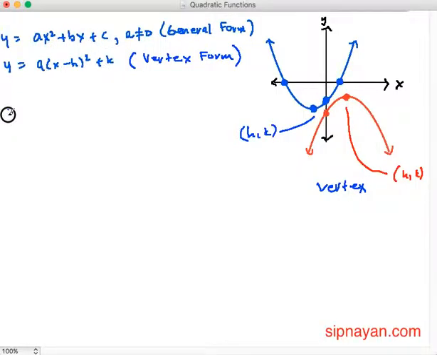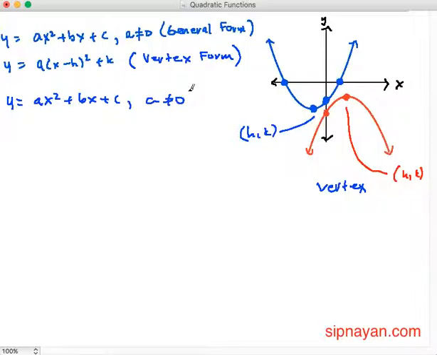So, first, we have y equals ax squared plus bx plus c, where a is not equal to 0. I think you're already familiar with this, no? Yung bakit nire-restrict natin, kasi pag siniro natin yan, hindi na siya quadratic. Magiging linear na siya kasi mawawala na itong term na to, 0 times x squared is 0. So, kaya dapat hindi siya 0 para mapanatiling quadratic.